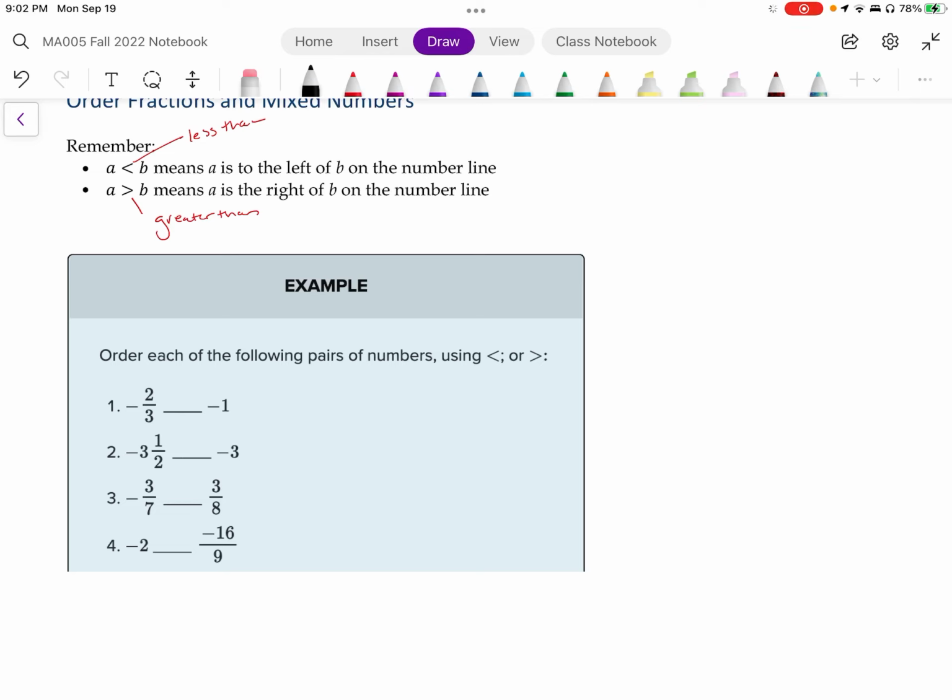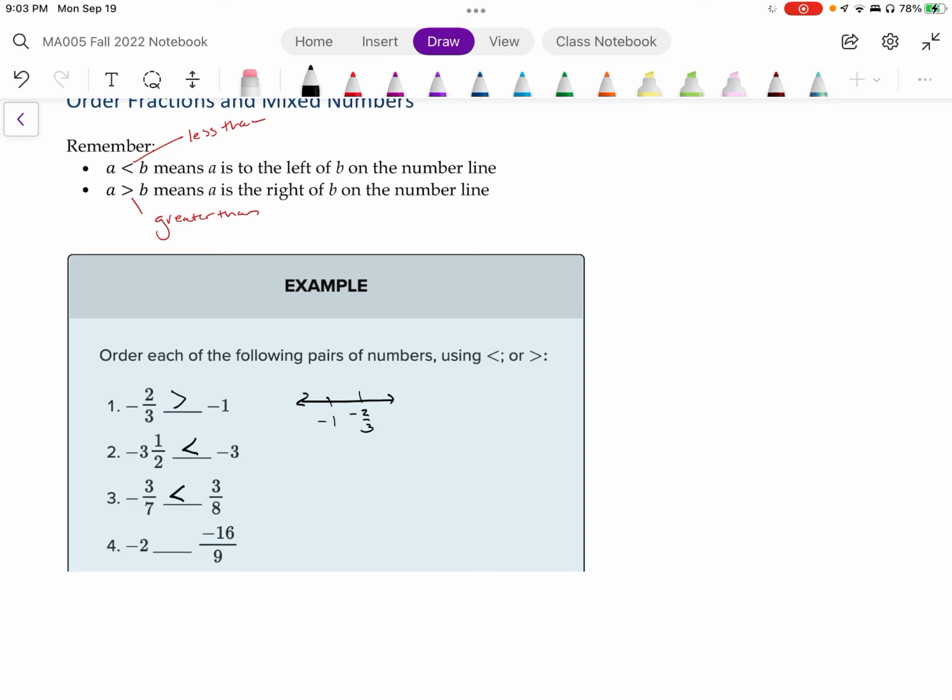All right, so negative 2/3 would be here, where negative 1 would be farther to the left. So negative 2/3 is greater than negative 1. It's not as far to the left. Negative 3 halves is farther to the left, so it is smaller. Negative 3 halves is less than negative 3. Right, negative 3/7 and positive 3/8. Well, a negative number is definitely smaller than a positive number.